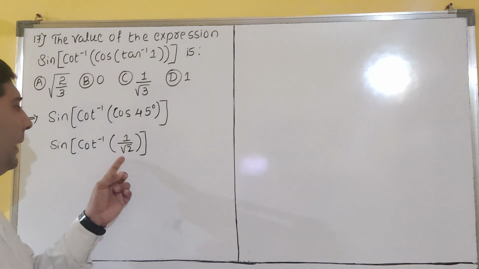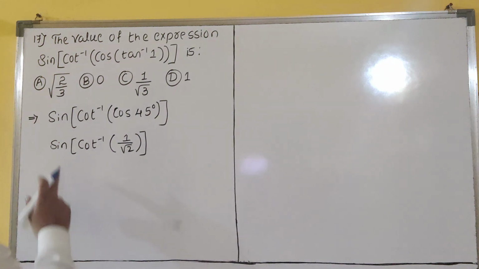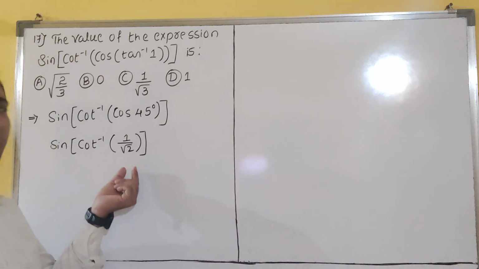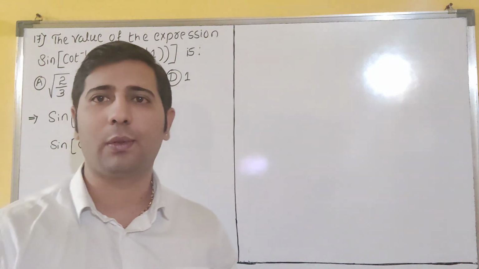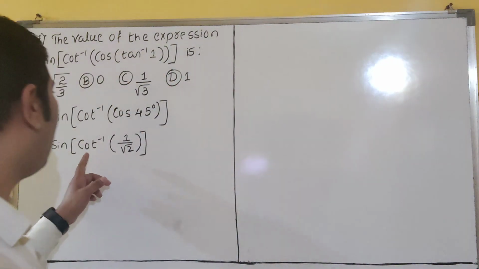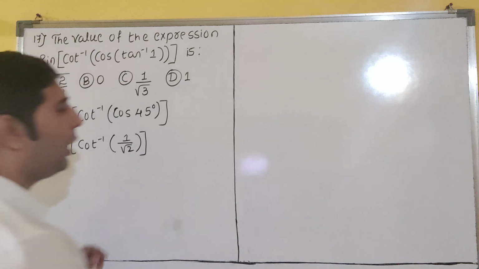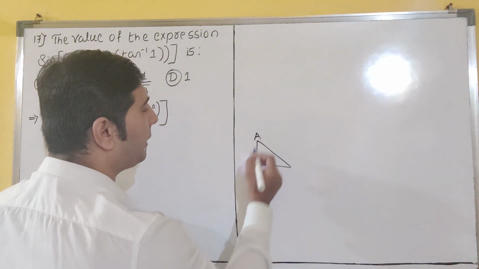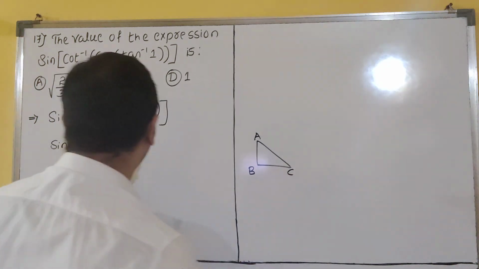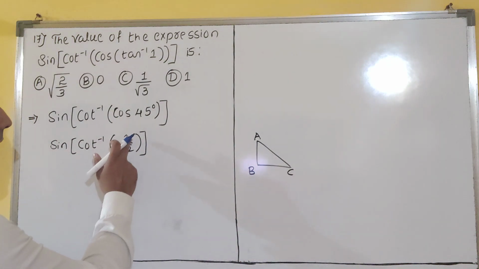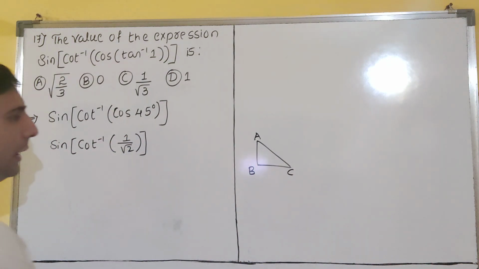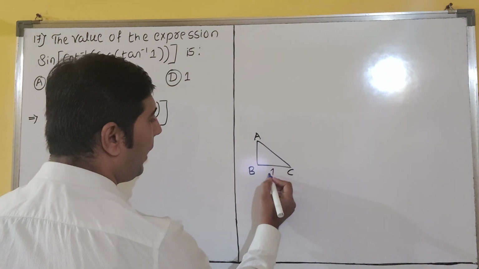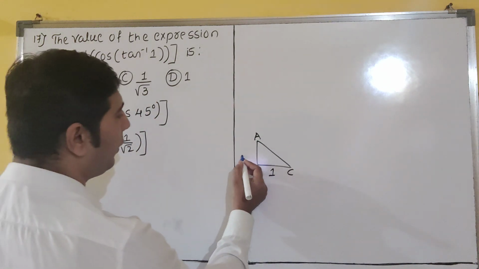Cos of 45 degrees is 1 upon root 2 dear students. So now sine of cot inverse x, we can't write x dear students, because cot inverse I have to convert to sine. So how we will convert, you know that. So again using Pythagoras we are doing it here. So what is cot inverse? Cot inverse is adjacent by opposite. Adjacent is how much? 1. Opposite is how much? Root 2.